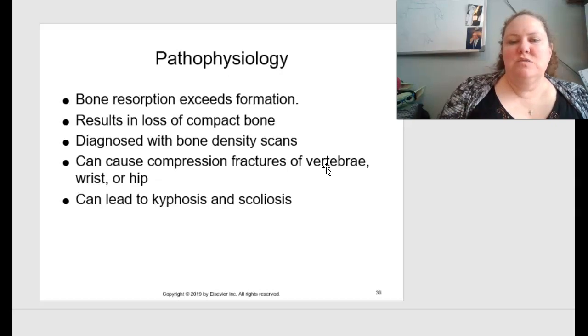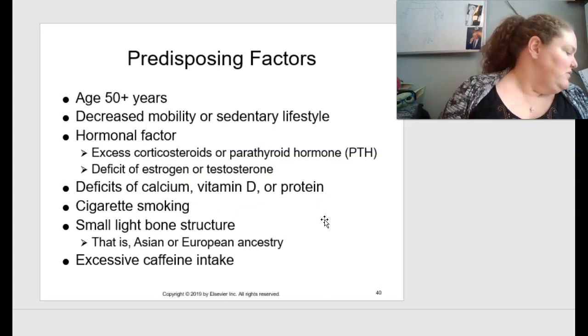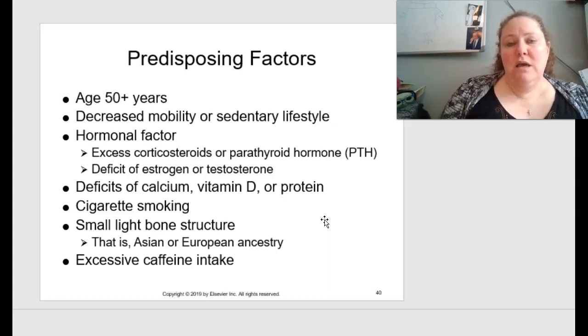And this can be diagnosed with bone density scans. This can cause compression fractures of the vertebrae, of the wrist, and of the hip. And this can lead to kyphosis and scoliosis as well. What are some of these predisposing factors? Well, age is one of them, one of the main ones. And these occur in the 50 and above year population.